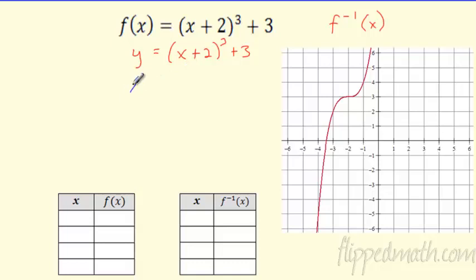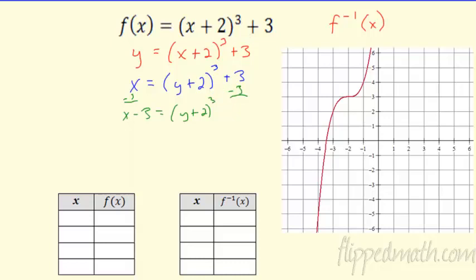So I'm going to switch these variables. So I'm really saying, oh yeah, that's x equals y plus 2, all of it cubed like this, and now I'm going to solve this bad boy for y. So let's get y by itself. So I'm going to subtract 3 from both sides and say, oh yeah, that's x minus 3. And I've got this whole quantity, not squared, cubed here.